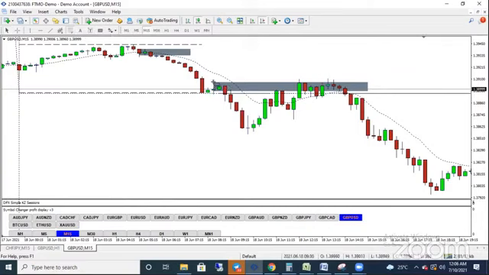And as small as this was, it would have given us 3R. Once it broke beneath, we enter at the breakout. If you're a breakout trader, it would have given you 3%.